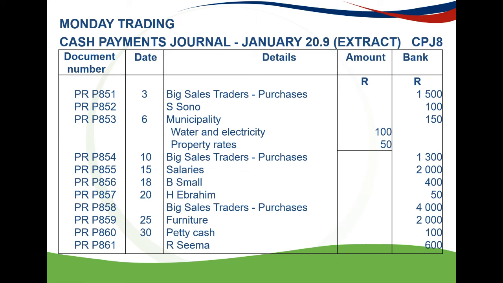Now, we also had salary payments of 2,000. We paid B Small 400. H Abram, we paid 50. Big Sales Traders, we purchased on cash 4,000 Rand. We purchased furniture 2,000. Then petty cash, there was an interest of 100. And then also RCMA that we paid 600 Rand.